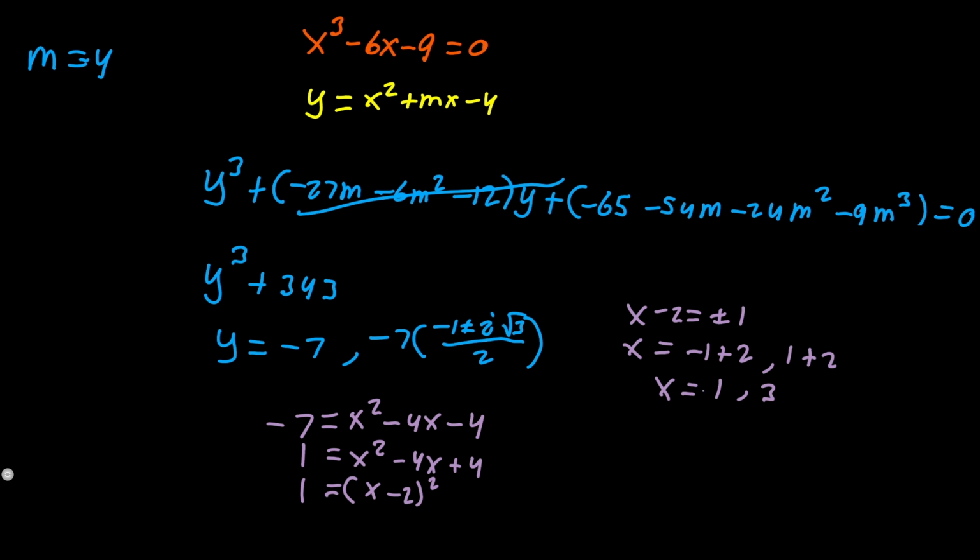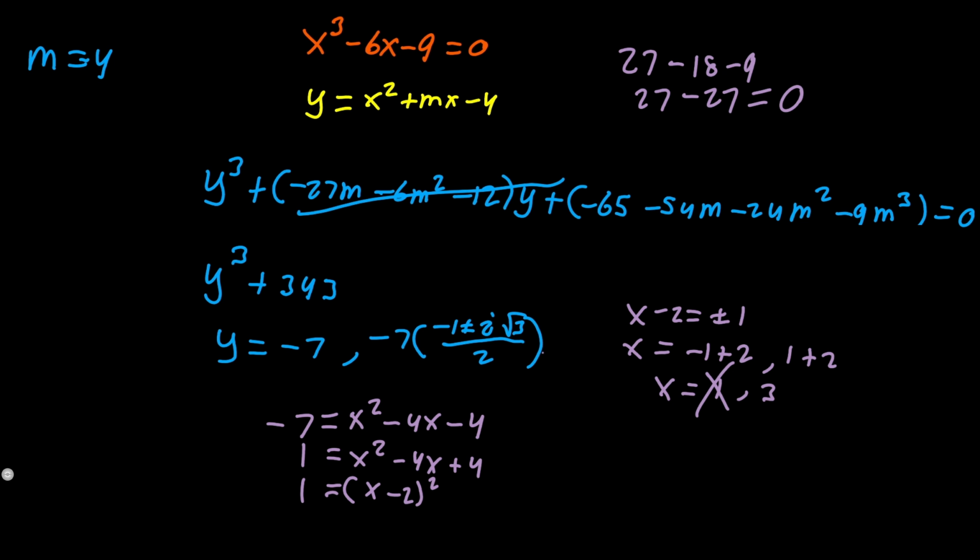Let's go ahead and verify which one could be a possible solution. Let's test 1 first. We have 1 minus 6 minus 9. And that simply just becomes negative 14, which is not a solution. So x equals 1 is not a solution. Now let's check 3. 3 cubed is 27. And 6 times 3 is 18, so it's minus 18, minus 9. 18 plus 9 gives 27. So here we have 27 minus 27, that equals 0. So x equals 3 is a solution.